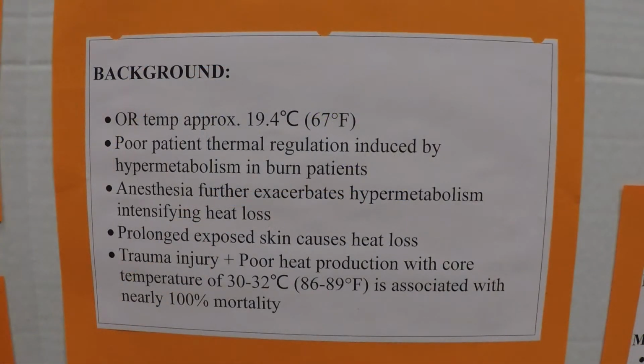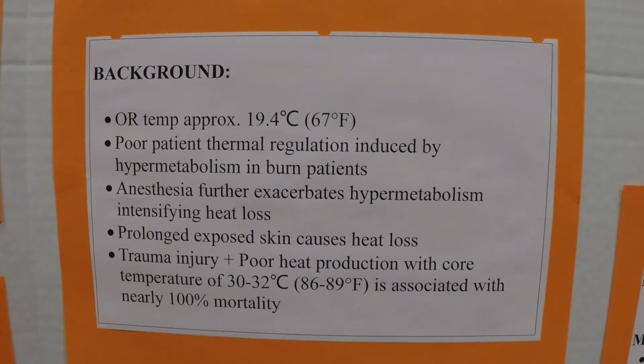Next we are going to talk about perioperative hypothermia. We need to consider that the operating room is set at 67 degrees Fahrenheit. We have asked the operating room to warm the operating room to 80 degrees. It takes about an hour for it to warm up to that degree. The background is, as I said, 67 degrees Fahrenheit.